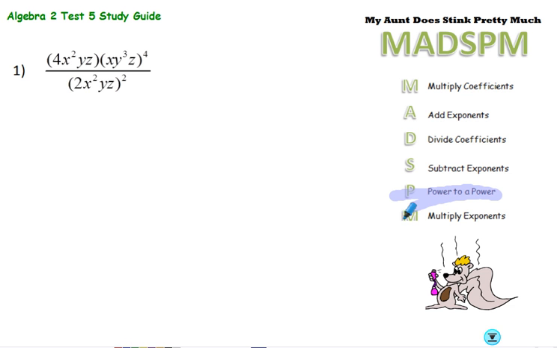So our first thing that we're going to do is actually the P and M part, which is the power to a power. What that means is that I'm going to take the number that's on the outside of the parentheses and I'm going to distribute it to everything that's on the inside. Now if you look at it, there's no number right there. Well, if there's no number, everything really has an exponent. If you don't see it, it's really a 1. And that would be the same thing on the bottom here as well.